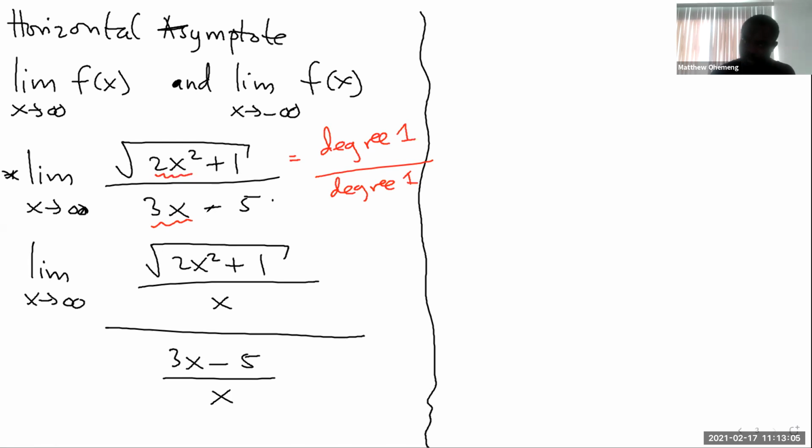That means that the limit, the answer will be what? A quotient of their leading coefficients. So here, the leading coefficient is square root of 2, and the leading coefficient down here is 3. And this will be correct. It will be perfect. So the shortcut will work for this.